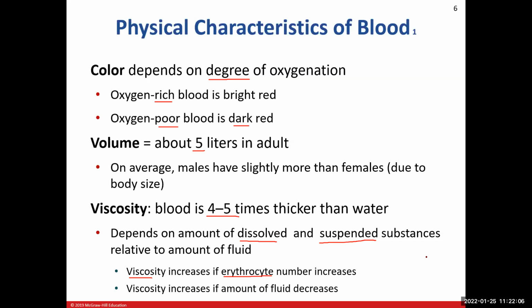So if we want to decrease the blood viscosity, we would want to decrease the formed elements or increase the fluid. All right, we'll also see the viscosity increase, like I said, in states of dehydration.